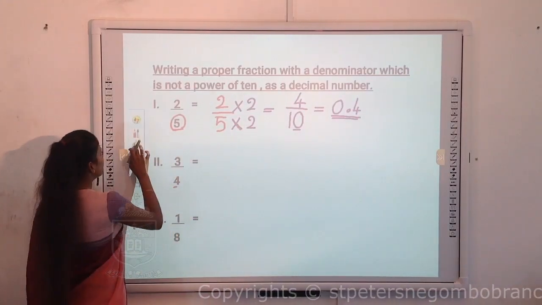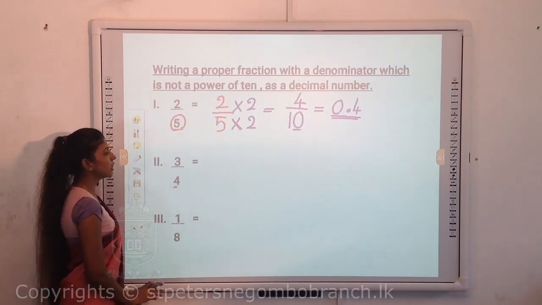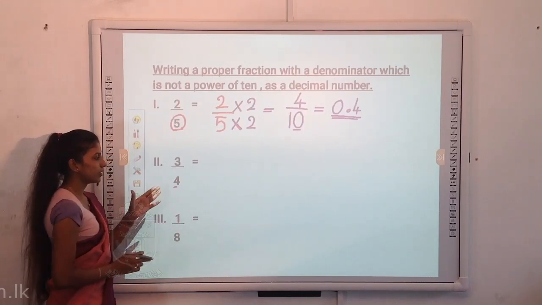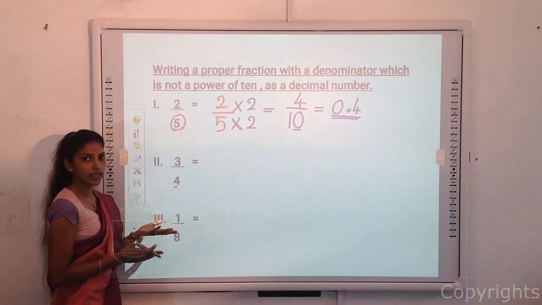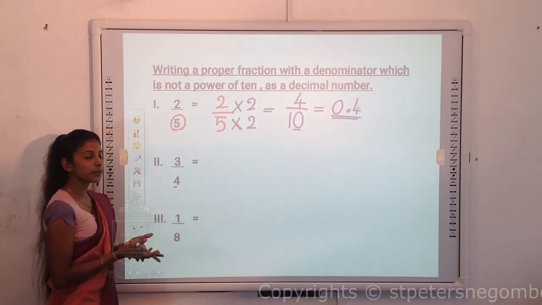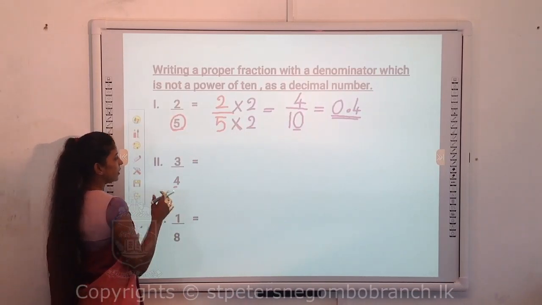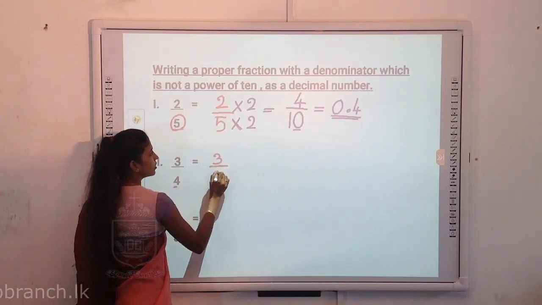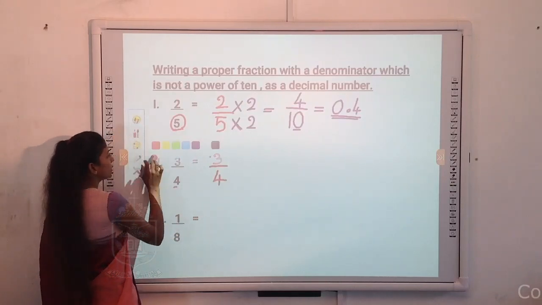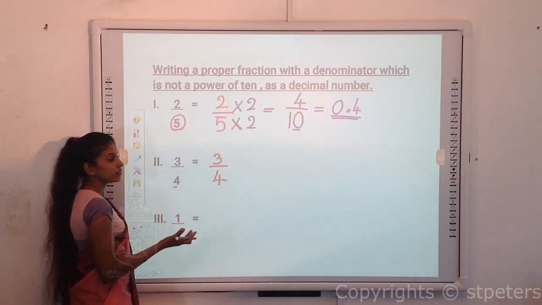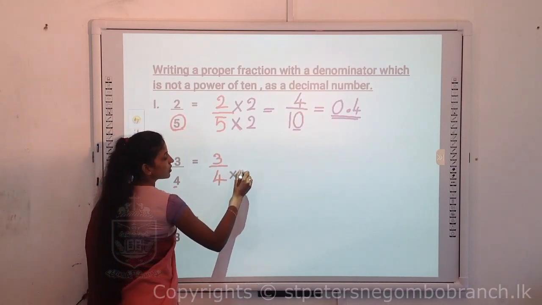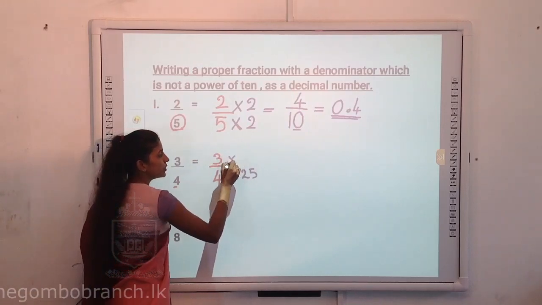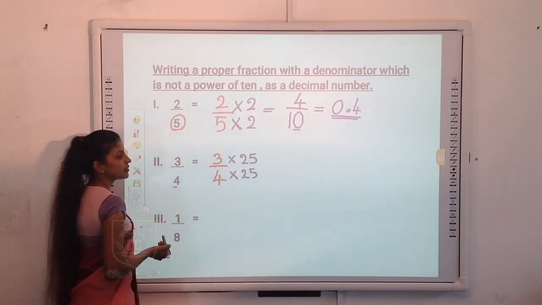Right. Next, move to the second example, 3 over 4. What is the easiest power of 10 that we can make from 4? We can't make 10 from 4. But what about 100? Yes, we can make 100. So we have to make an equivalent fraction of 3 over 4. What is the number that you are going to select? You know that 4 times 25 will give you 100. So you have to multiply the numerator also by the same number, that is 25.